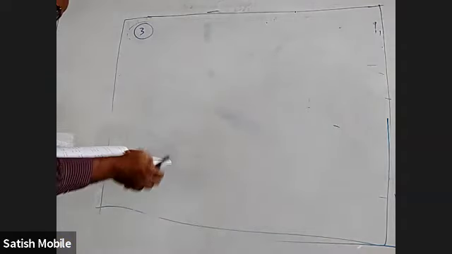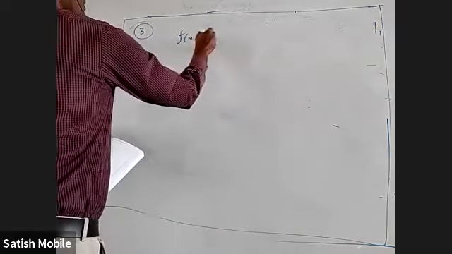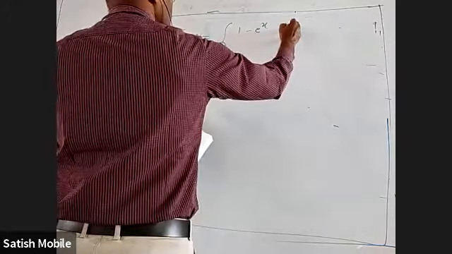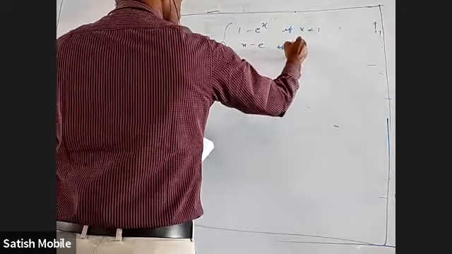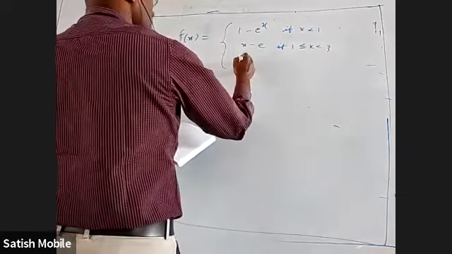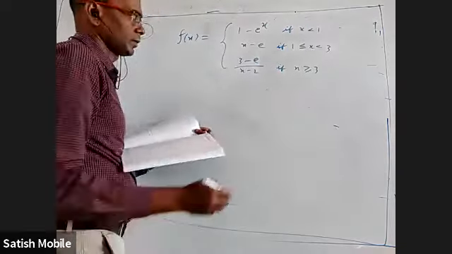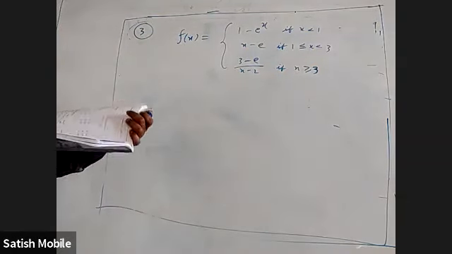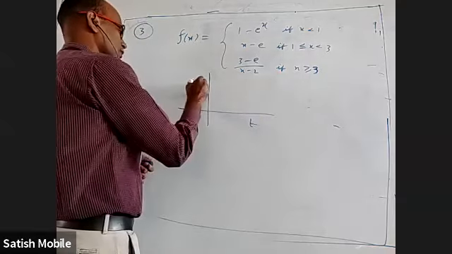Okay, so coming to the third one, they said small f of x is 1 minus e power x if x is less than 1, x minus e if 1 is less than or equal to x less than 3, and 3 minus e by x minus 2 if x is greater than or equal to 3. I am going to draw the graph even though it is not required, of f of t, called t versus f of t.